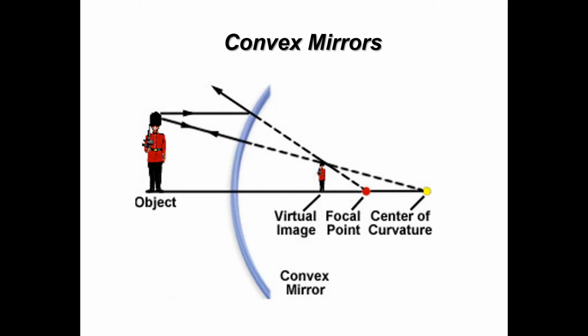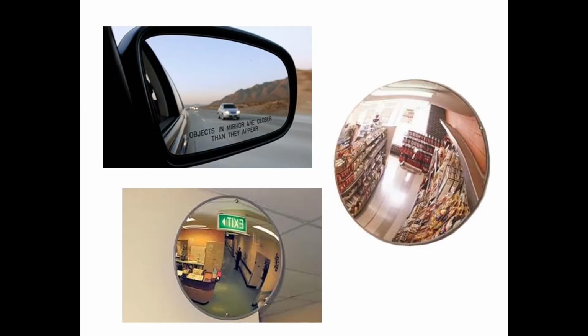Convex mirrors are mirrors that bulge out. You've probably seen one in a convenience store. The reason they put them in convenience stores is because they have a wider field of view than a plane mirror, and so you can see more. They're also used as rear view mirrors for the same reason. They give you a wider field of view. And that's why it says so on the rear view mirror. It says objects in the mirror are closer than they appear.